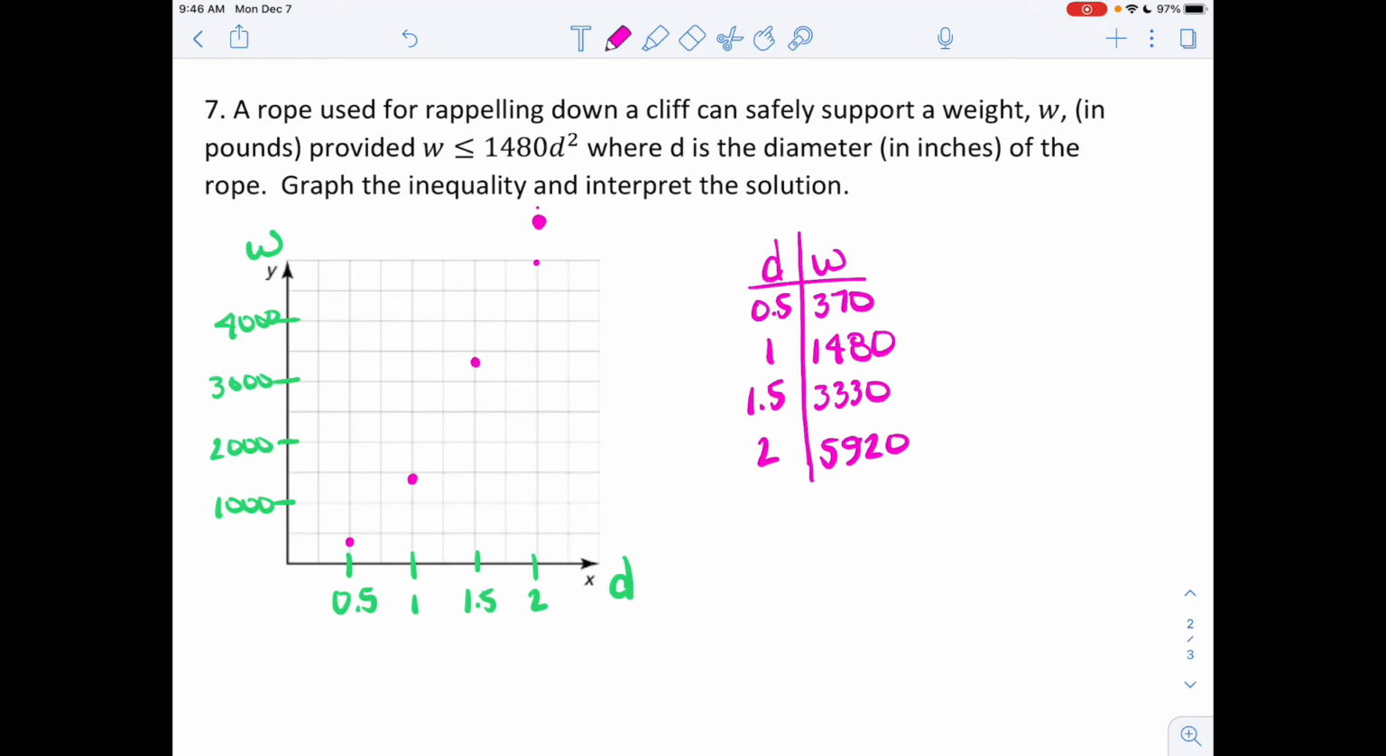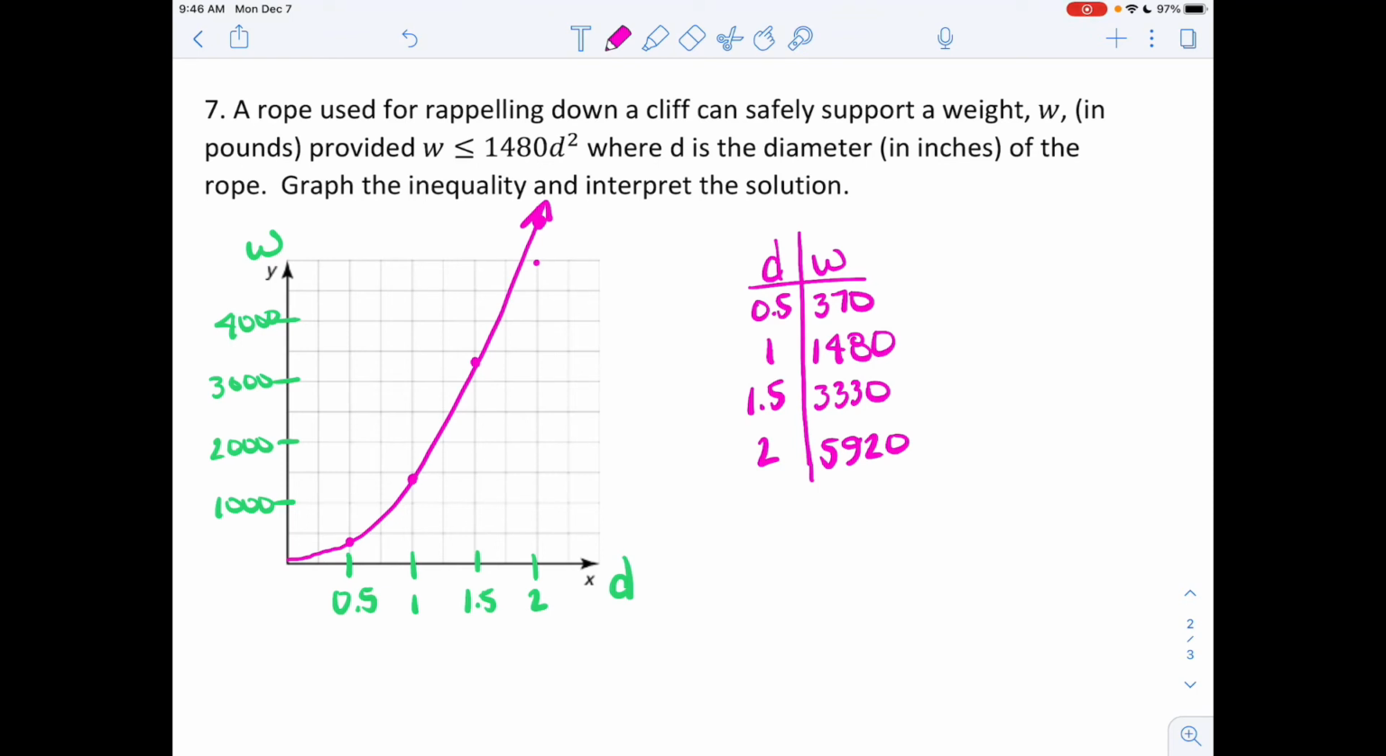I have a less than or equal to symbol, so that means I need a solid line. Remember, when there's the extra line, then that means it's solid. So this is roughly what my graph is going to look like, something like this.